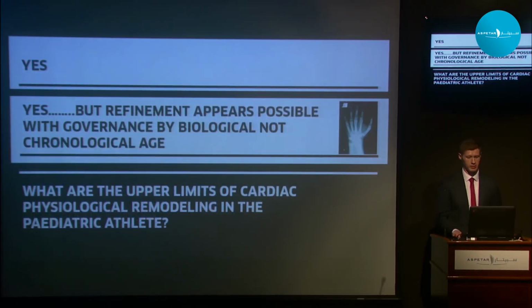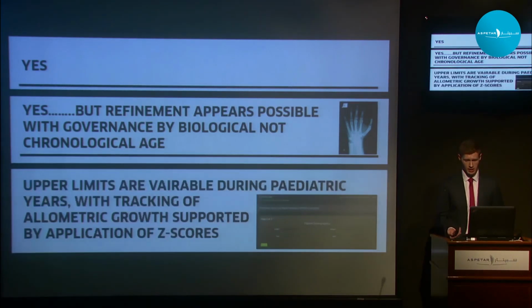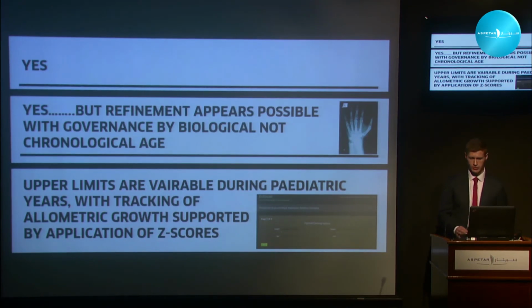And what about those upper limits of cardiac physiological remodeling in a pediatric athlete? How big do they get and how variable is that upper limit in a pediatric athlete from 11 to 18? Well, indeed, they are variable. And during pediatric years, we can support the tracking of allometric growth by the application of Z-scores. I could stop here, but we could briefly look to the future.